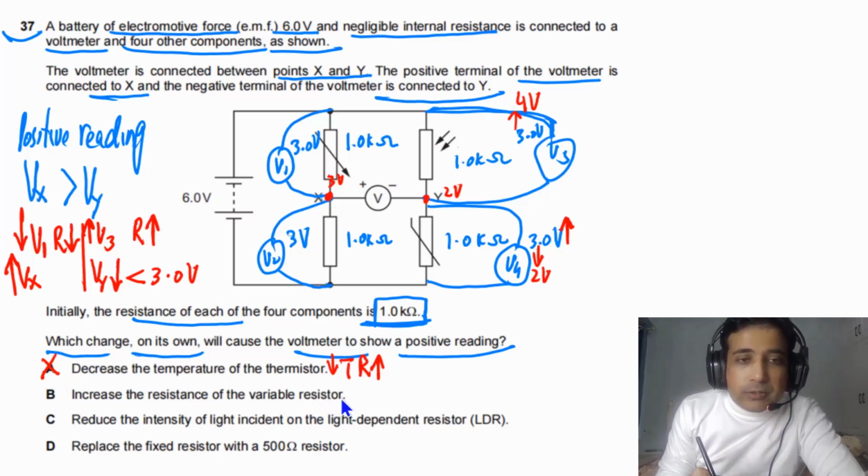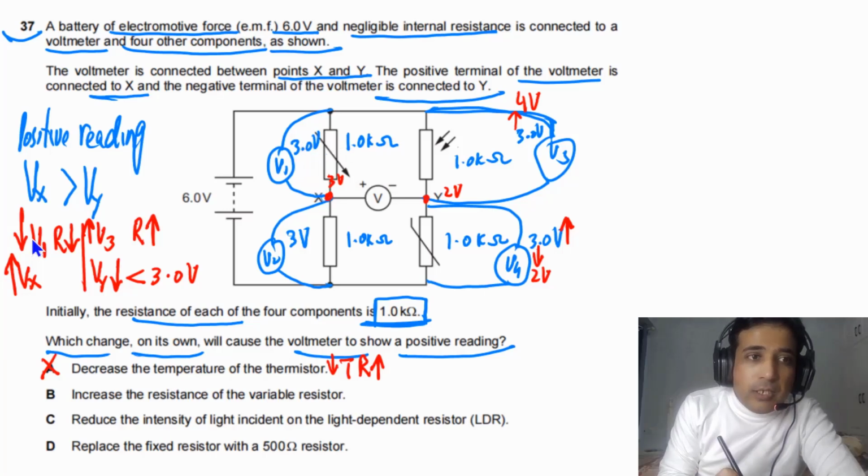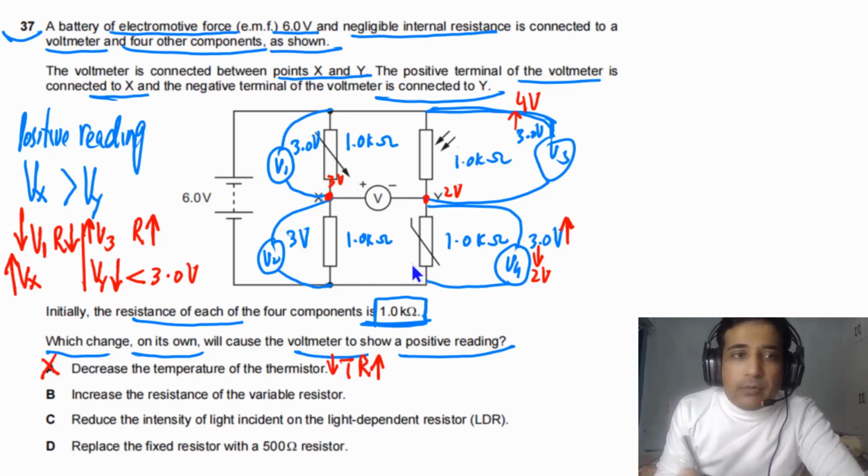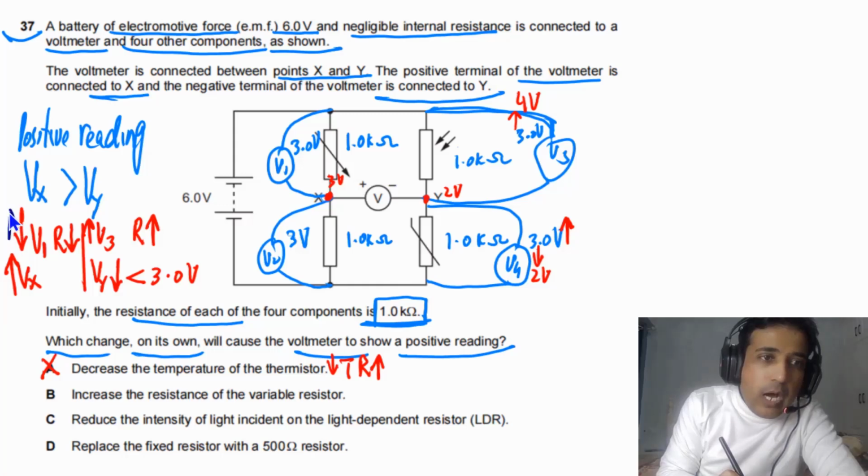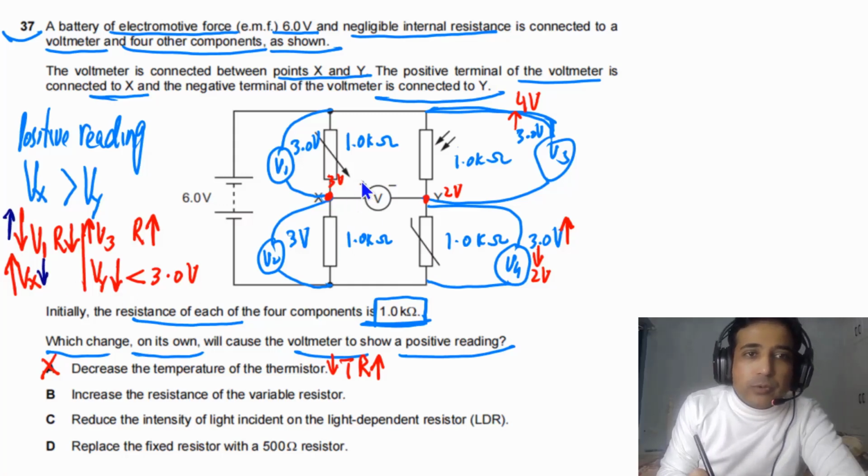Increase the resistance of the variable resistor. If we increase the resistance of this one, the potential drop across this one will increase. So if V1 increases, this one will go down, and that is also not possible. So if this goes up, this will go down, so the reading will be negative. It means this is also not possible.